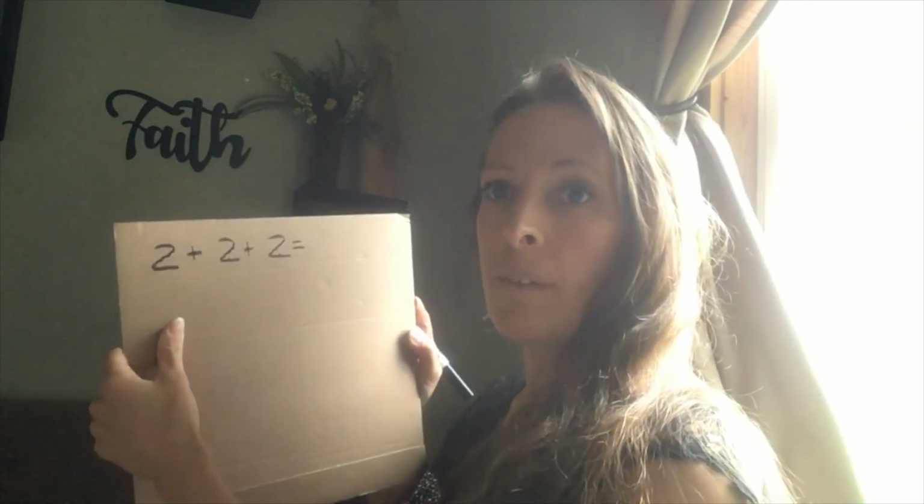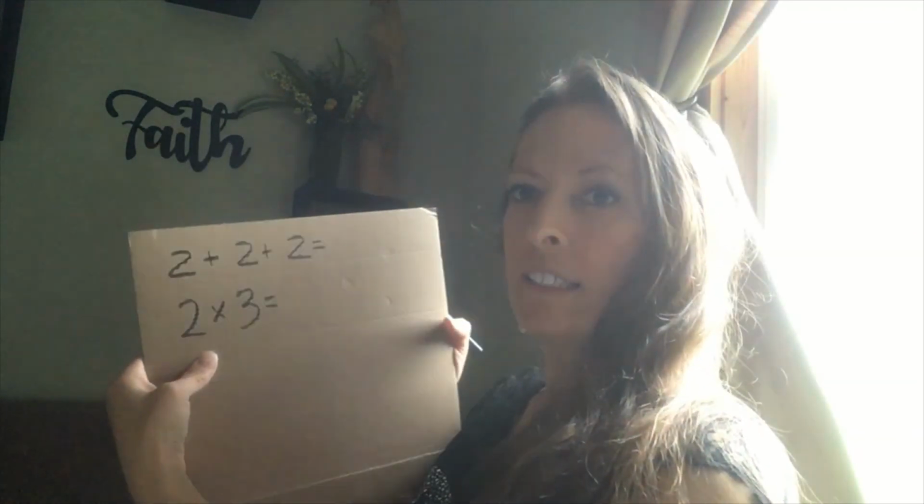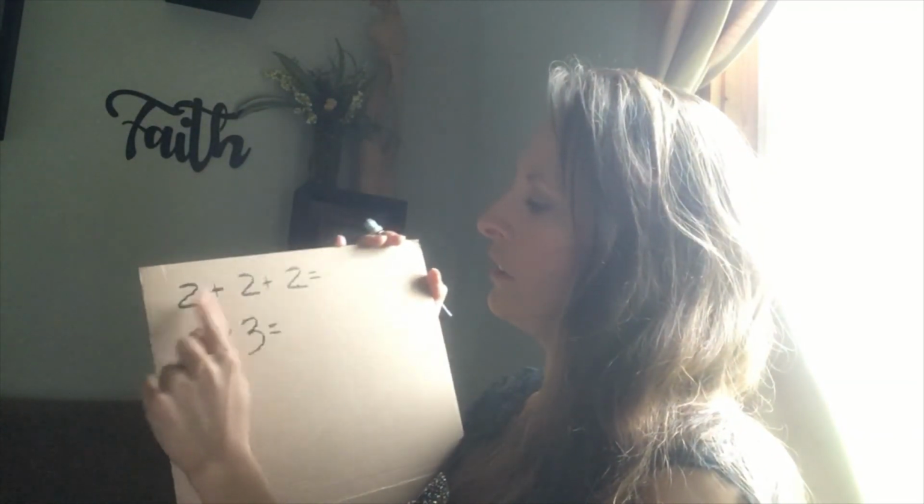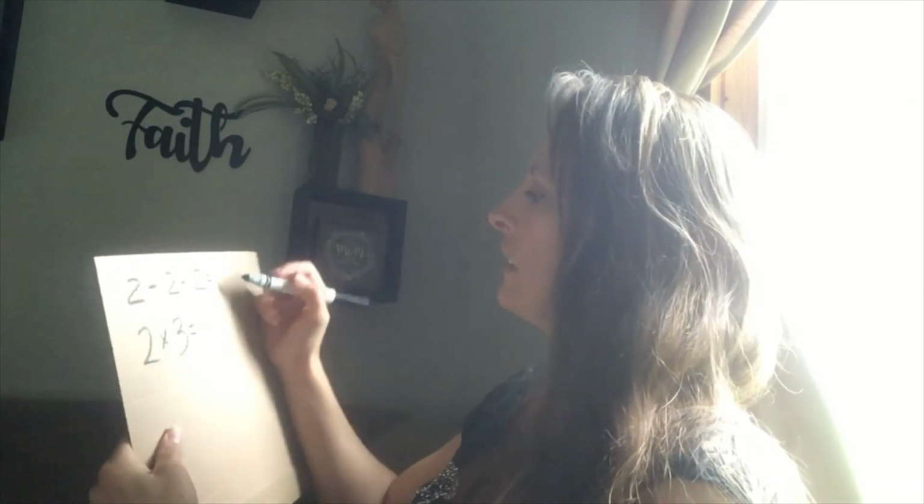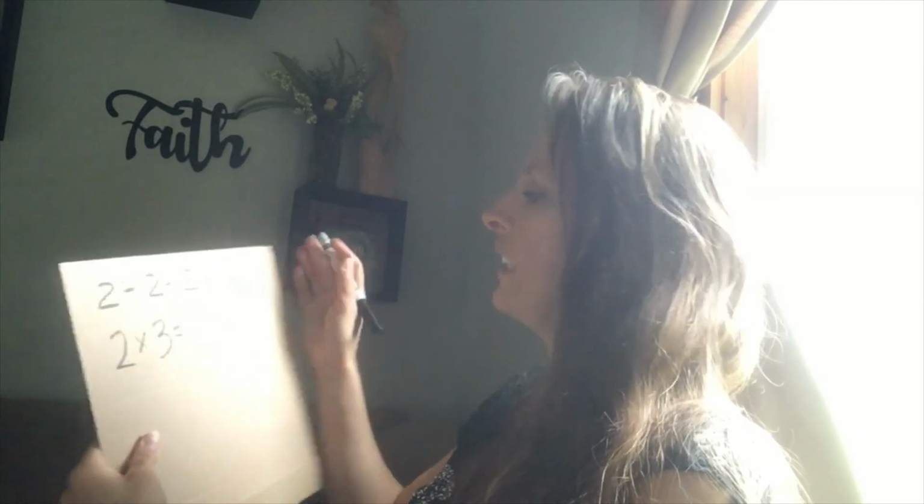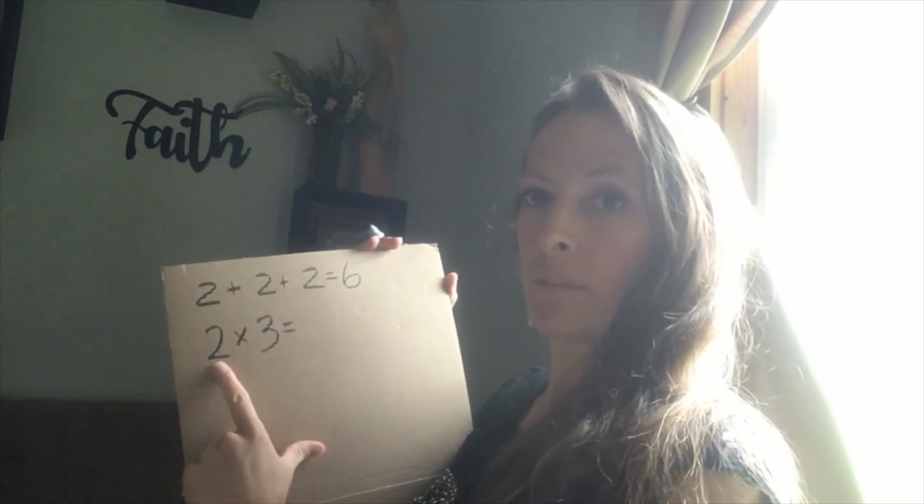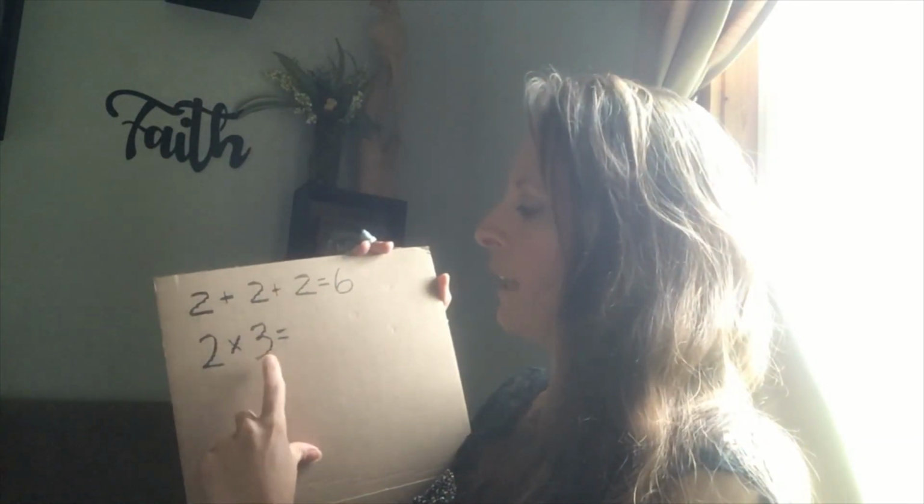Now the other way that we can write that is 2 slices of pizza, multiply it by 3 days. Now let's see what our answer is. 1, 2, 3, 4, 5, 6. 6 is our answer for this, and 6 would be our answer for this as well. 2 times 3 equals.